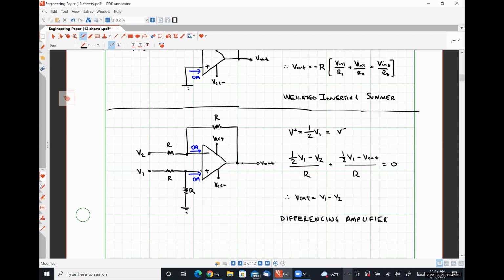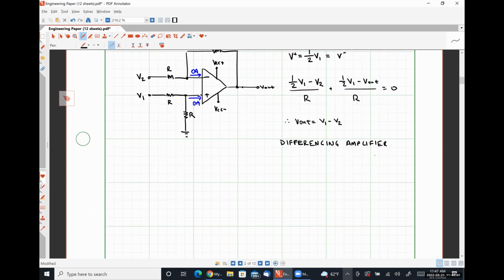Okay, so to this point, we have talked about making signals larger, making signals smaller, adding signals together, taking the difference of signals. The last two mathematical operations that we can employ with single op amps are differentiation and integration. Okay, so we can do calculus as well.